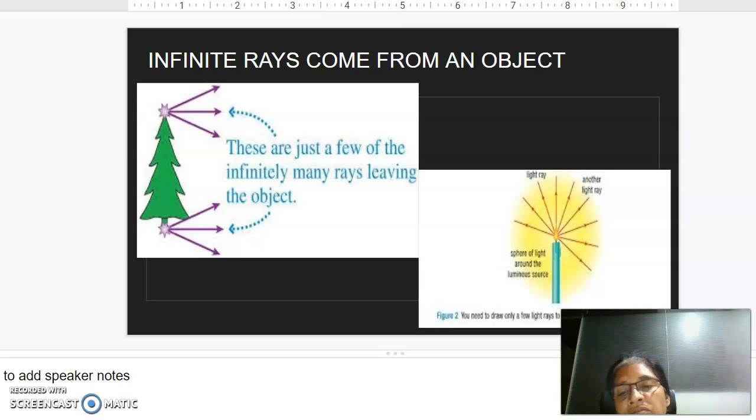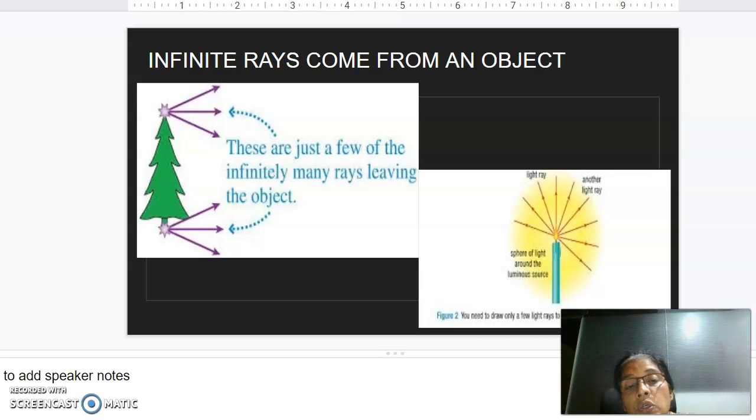When we see, we will find that there are infinite rays coming from an object. If you look at it, you will find that these are just some of the many rays coming from that object. From the top of the tree, there are many rays coming, and from below also there are many rays coming. Now, how these rays go, we are not able to predict.